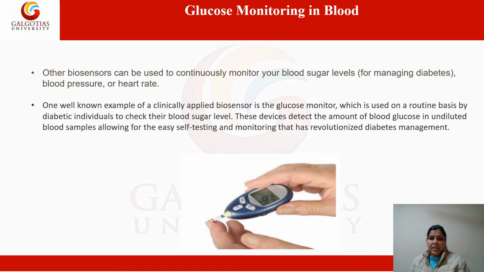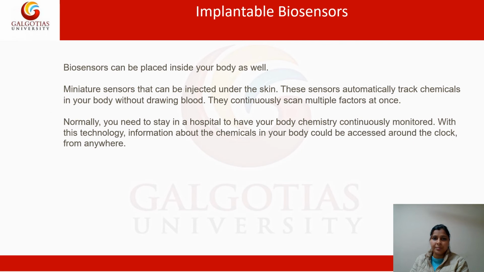So what happens in this? These devices detect the amount of blood glucose in undiluted body blood samples, allowing for easy self-testing and monitoring that has greatly revolutionized diabetic management. Its main benefit is that we can use it at home easily without the help of any doctor. So you can measure your sugar level daily with the help of this.